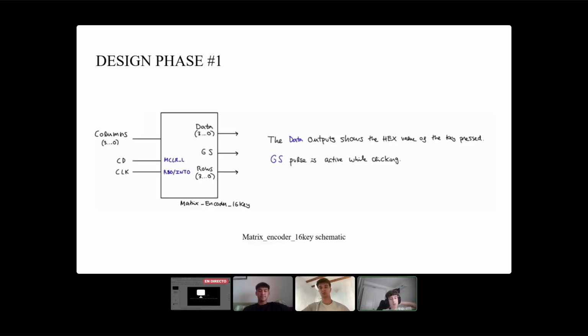This block diagram shows the working of a 16K matrix encoder, which takes inputs from a 4x4 keypad and outputs a 4-bit hexadecimal code corresponding to the key pressed. This 4-bit code represents the value of the key that was pressed. For example, if Ka corresponds to 0 per A, the output will be 1010. And the GS pulse is active while clicking.